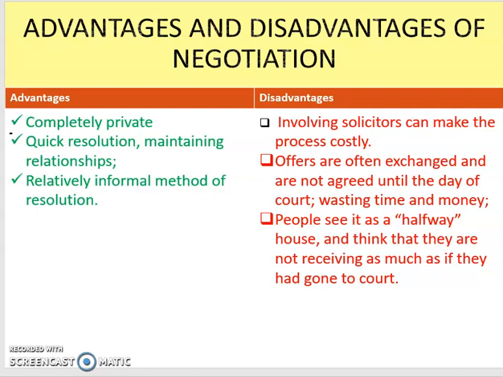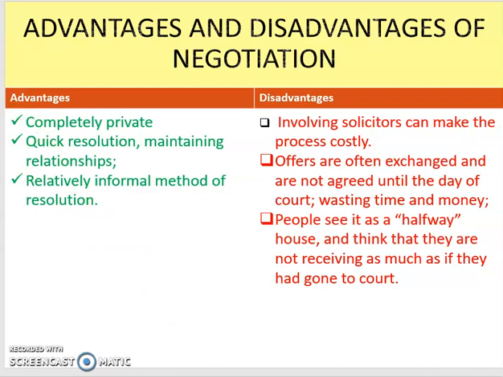Another advantage is that it's relatively informal. On a very basic level, you could arrange to meet someone just in a cafe. You could negotiate by text if you wanted to. So it can be quite informal and easy for the parties to do. Obviously, if you get solicitors involved, then it becomes less informal. But there are key advantages.